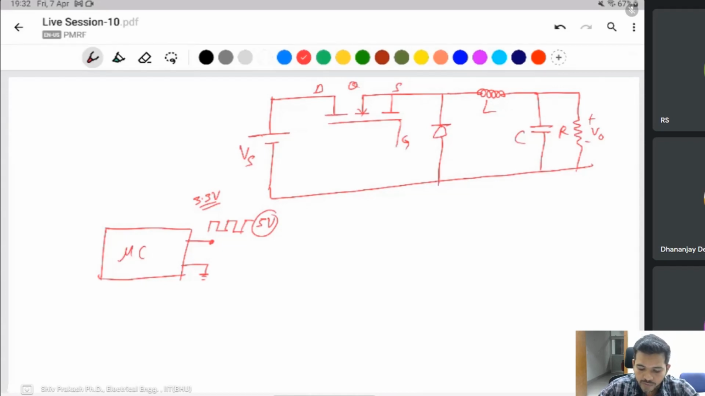Then for a high-rated MOSFET, it will require pulses of 15 volt or 20 volt. Then it requires a gate driver to boost this. Simply connect a gate driver circuit and give this one.